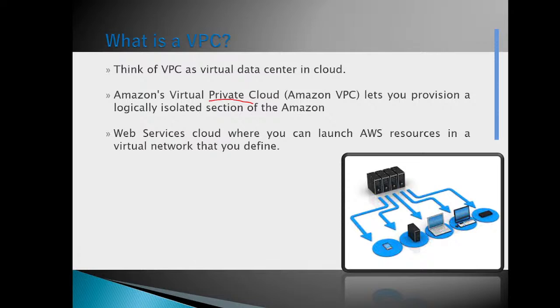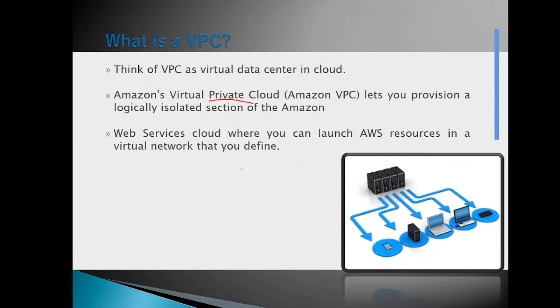So the first thing we have to learn is VPC. What is VPC? VPC is virtual private cloud. We can create our own network. Till now we were using VPC in EC2 machines. We were using the default VPC, the VPC provided by Amazon.